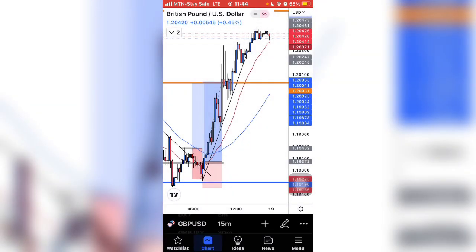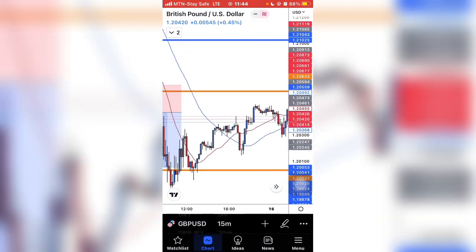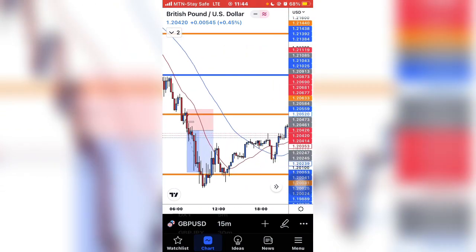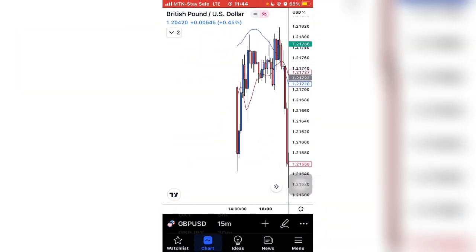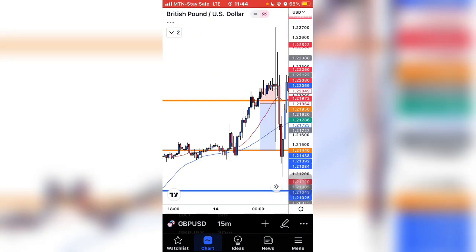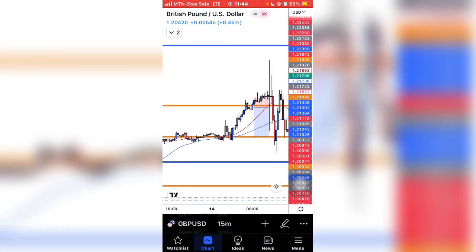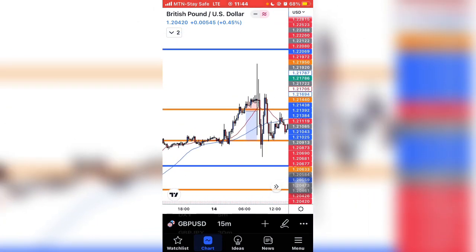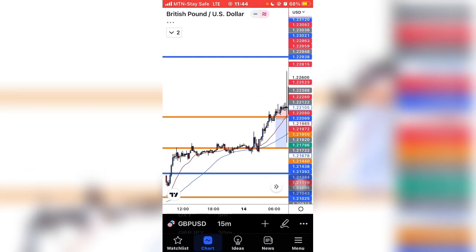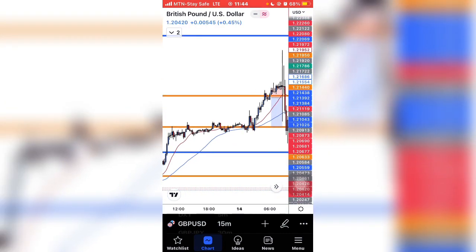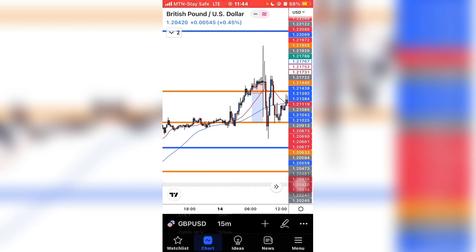This is my GBP USD chart. So I'm going to be scrolling back to the last trades I took, to this week's trades, which is just ending right now. So this is the trade I took on Tuesday, and which I lost.